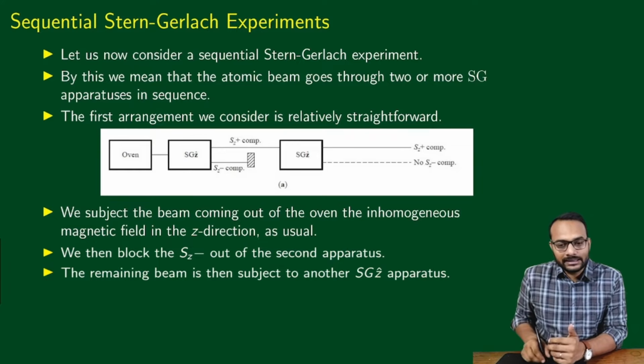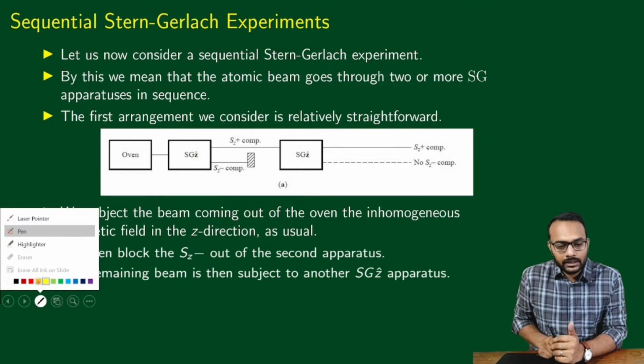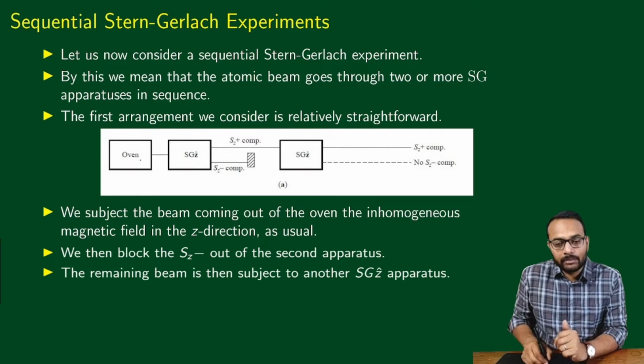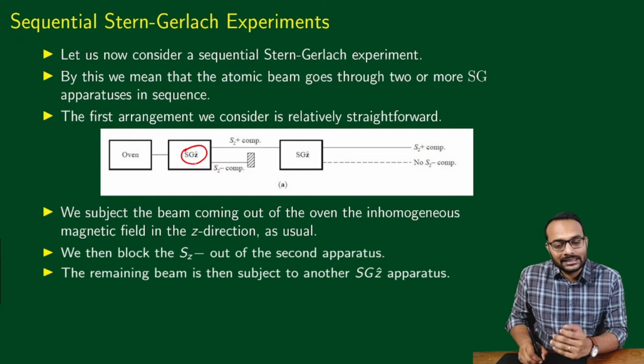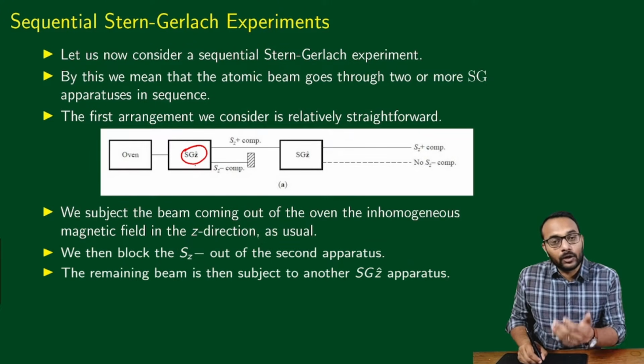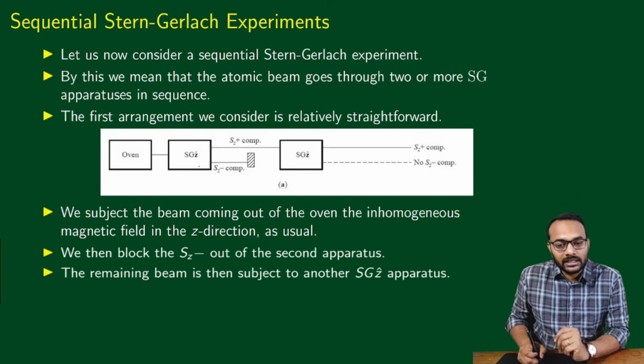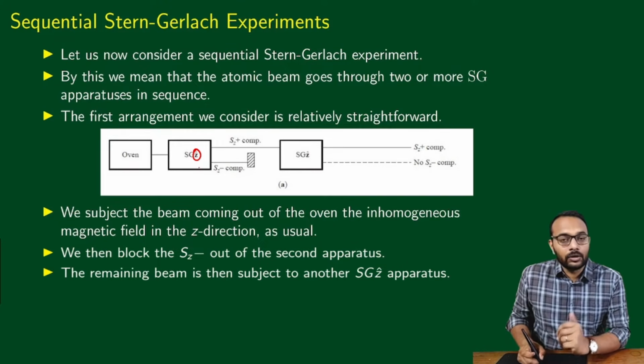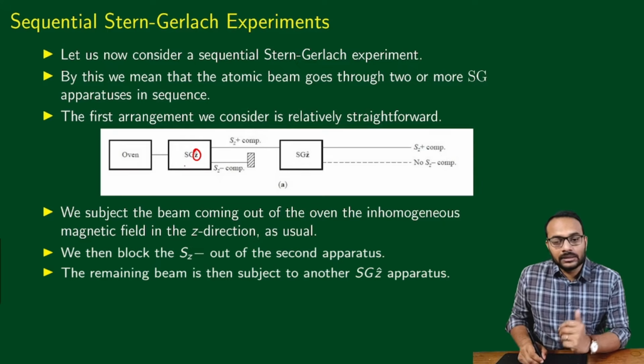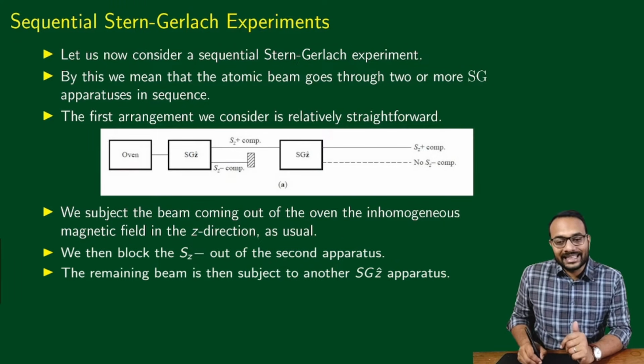The first arrangement is like this. We have this oven here with heated silver atoms coming out of it, and then the first apparatus is denoted as SGZ hat. By SGZ hat, we mean that the inhomogeneous magnetic field is along the z direction. So the z hat here gives the direction of the inhomogeneous magnetic field. This is the first arrangement that we had considered, which we denote as the SGZ hat arrangement.